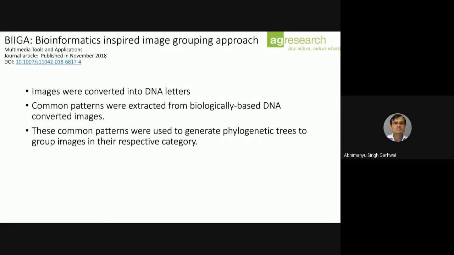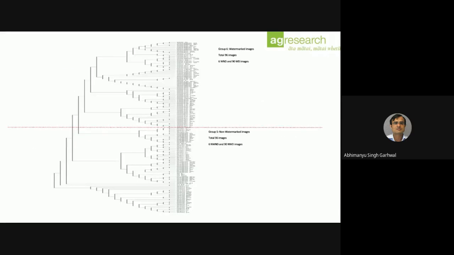These are the bioinformatics algorithms, sequence alignment algorithms. What we did was take some watermarked images and degrade them using print and scan methodology, to see if this method is able to detect the degraded and non-degraded image on the basis of watermark and non-watermark. And we successfully, with 100% accuracy, were able to generate a phylogenetic tree that can segregate watermark and non-watermark images using this approach.